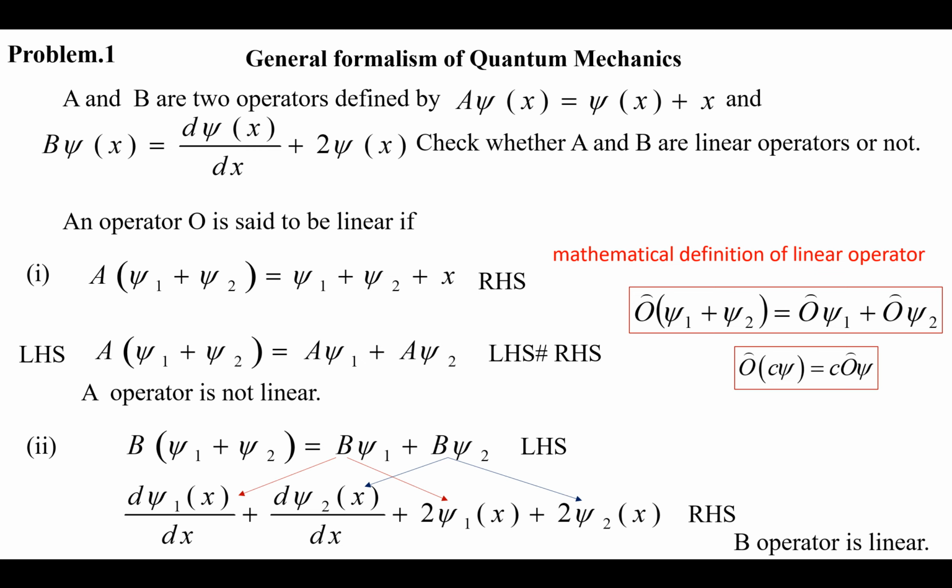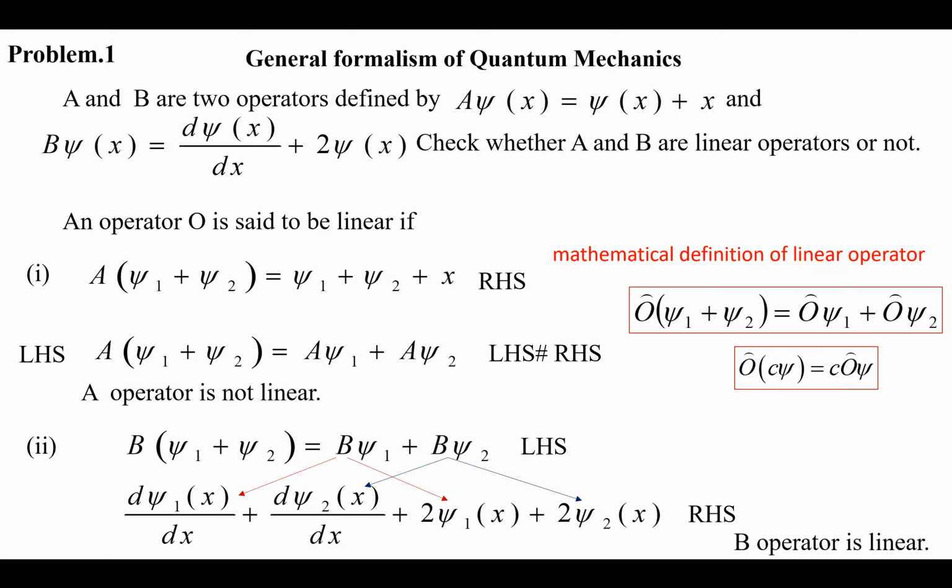So now there are two subdivisions, and we are going to find out A and B whether they are linear operators or not. First we will go with the first section, which goes like this: A psi of x, which is equal to psi of x plus x. So A psi of x means A of psi 1 plus psi 2. So this is your left hand side, and right hand side will be psi 1 plus psi 2 plus x. Of course, psi of x we have taken as psi 1 plus psi 2.